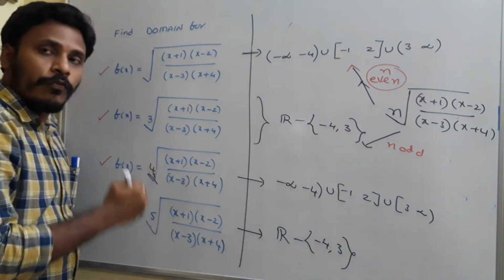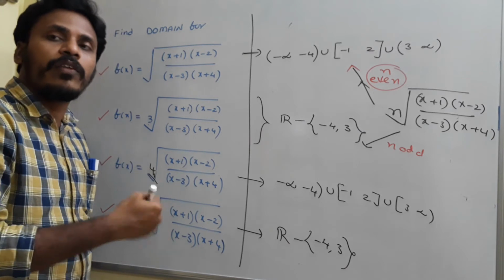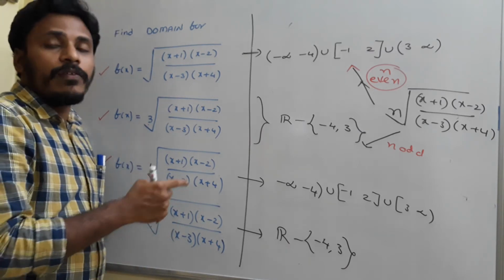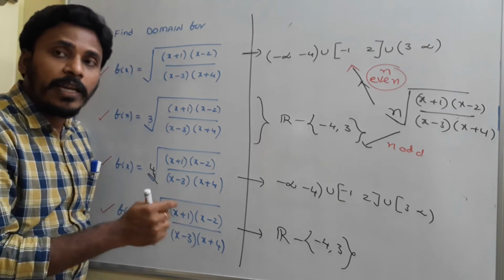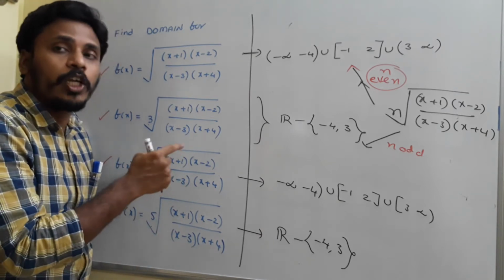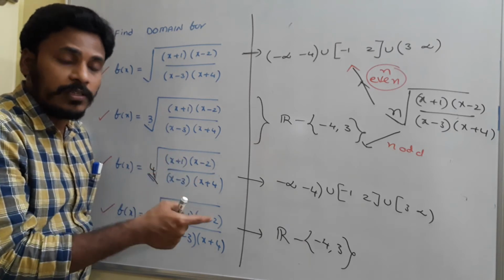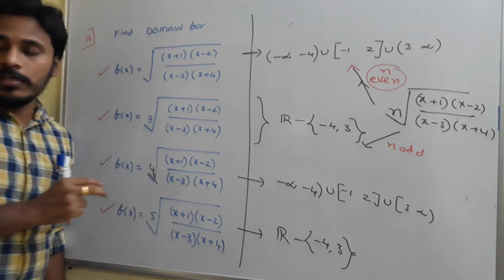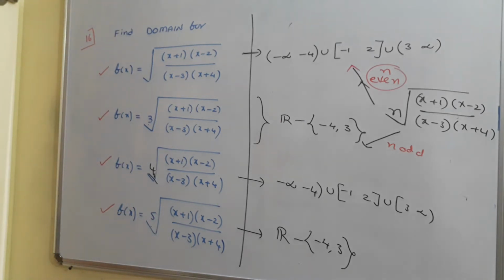So for fourth root, fifth root, sixth root, seventh root, for everything we have domains now. If n is odd, then easily we can say the domain: real numbers minus the values at which the denominator is 0. Whereas if n is even, we need to search for the values of x at which the expression is positive. Just have a look. This is another model related to the domain.